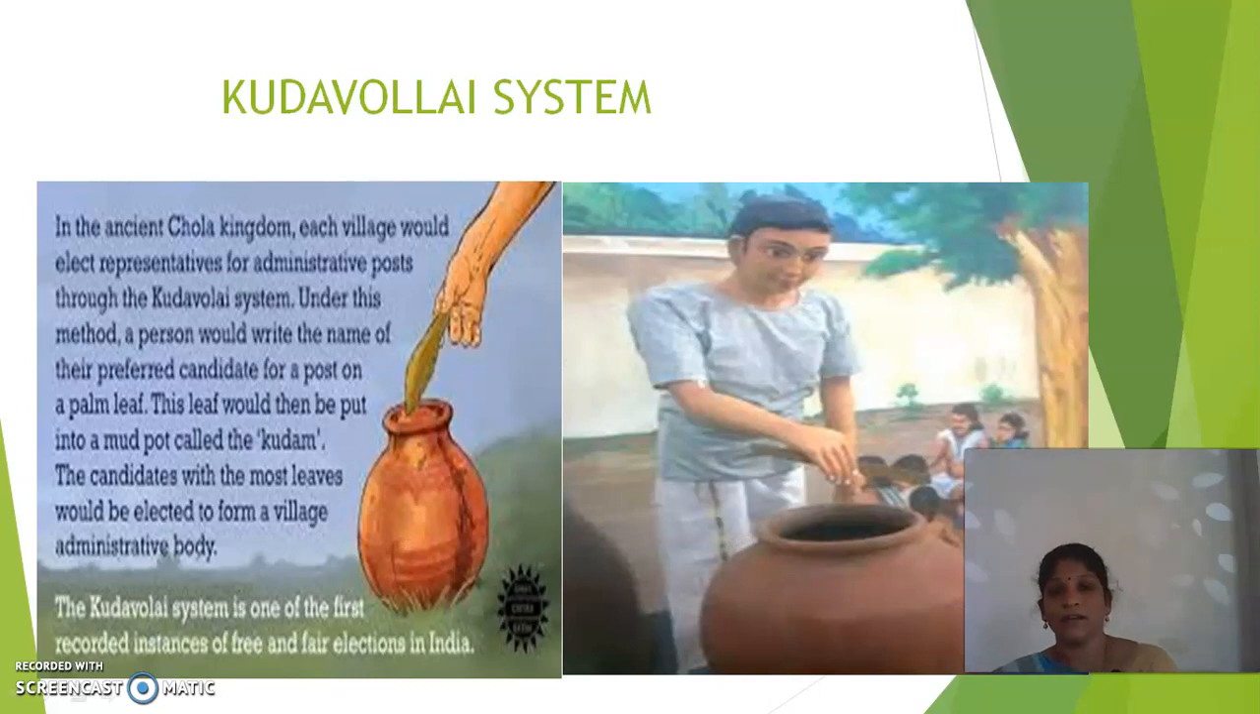What the Uttaramerur inscription tells us is that in the ancient Chola kingdom, each village would elect representatives or administrative posts through the Kudavolai system. Under this method, a person would write the name of their preferred candidate for a post on a palm leaf. This leaf would then be put into a mud pot called the Kudam. The candidates with the most leaves would be elected to form a village administrative body. The Kudavolai system is one of the first recorded instances of free and fair election in India.